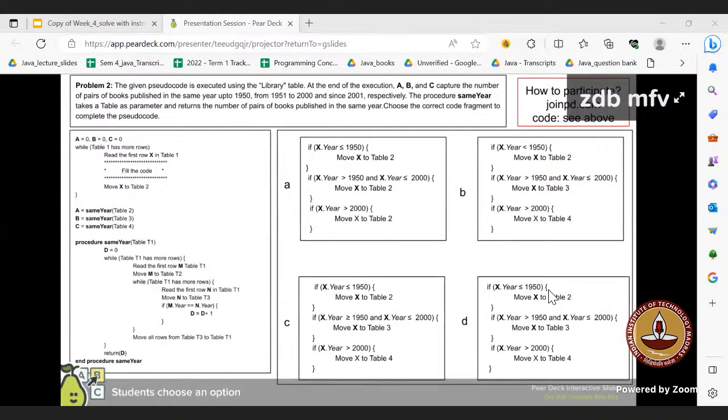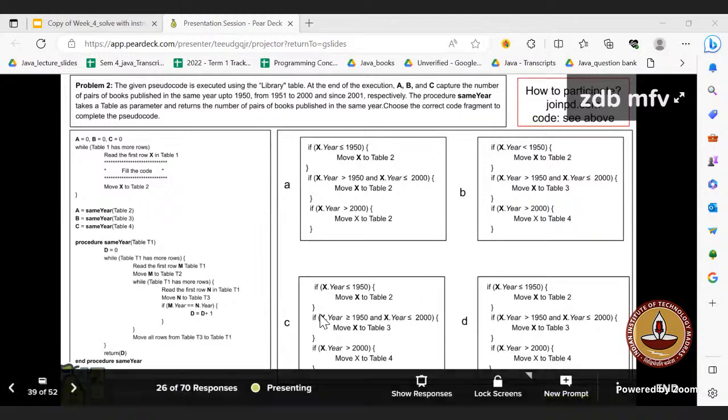Okay, so greater than is already less than or equal to 1950. So up to 1950 should be in row A. That's why it is less than or equal to 1950. From 1951 to 2000, that should be B, no? So that is greater than 1950 and less than or equal to 2000. And since 2000 means from 2001 onwards, that is greater than 2000. So that is option D.